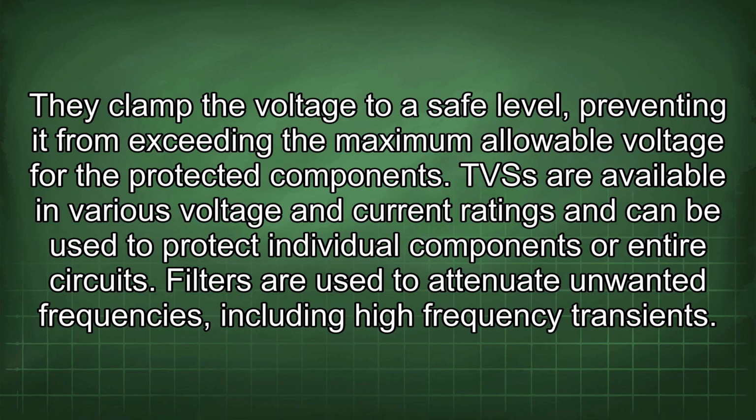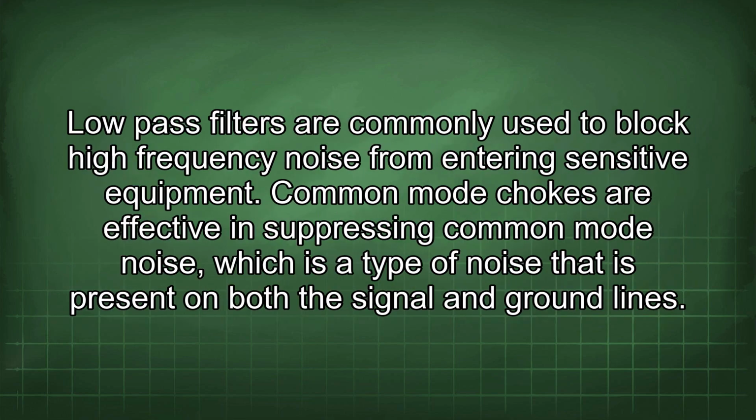Filters are used to attenuate unwanted frequencies, including high-frequency transients. Low-pass filters are commonly used to block high-frequency noise from entering sensitive equipment. Common mode chokes are effective in suppressing common mode noise, which is a type of noise that is present on both the signal and ground lines.